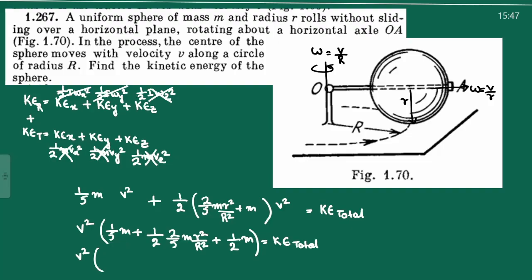This 1 by 5 and this 1 by 2m will turn out to be how much? 5 plus 2, 7 by 10. So 7 by 10m plus half into 2 by 5 m r square by capital R square is equal to total kinetic energy. So this is our answer. Let's simplify a little bit. This half and this half will get cancelled, so it will be 1 by 5. So this is our final answer.